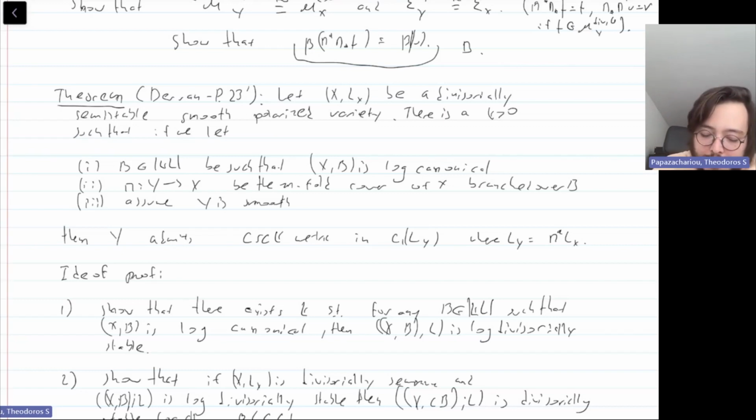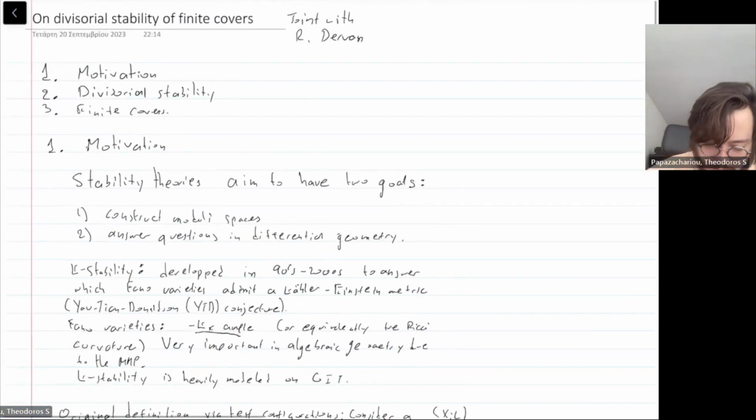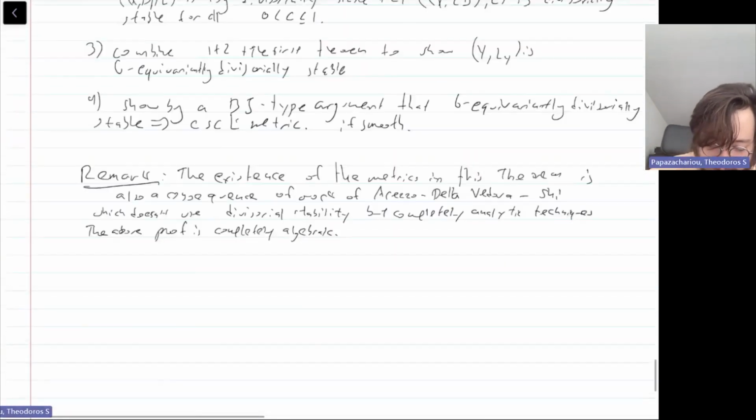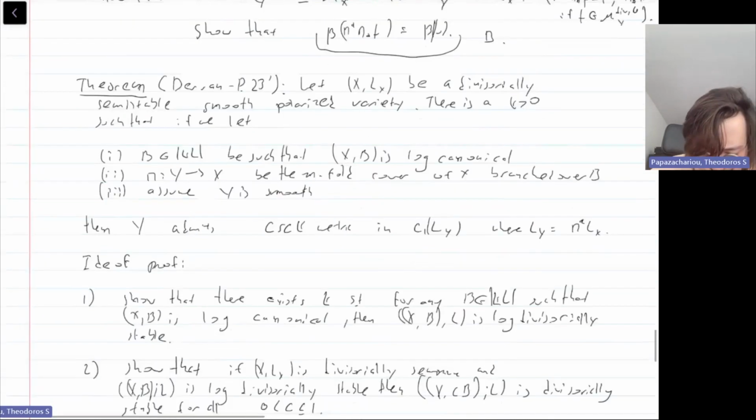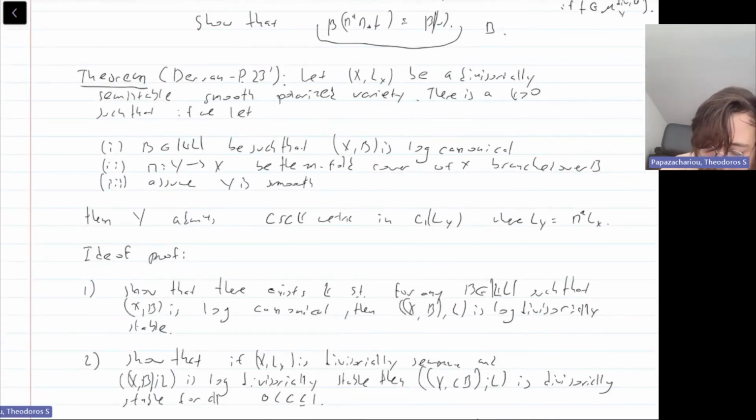So the setup for this is that I can start from a divisorially semi-stable smooth polarized variety, this guy here, where Lx is again the ample line bundle on X. The only difference here is that it requires smooth. Up till now, I only required normal. There was no restriction on being something smooth. But here I require this to be smooth.